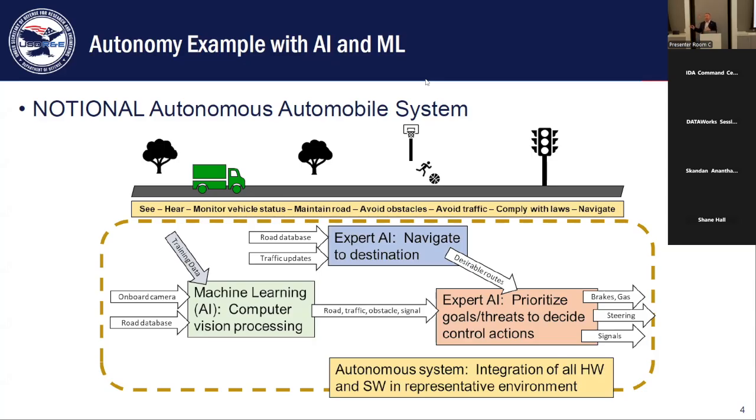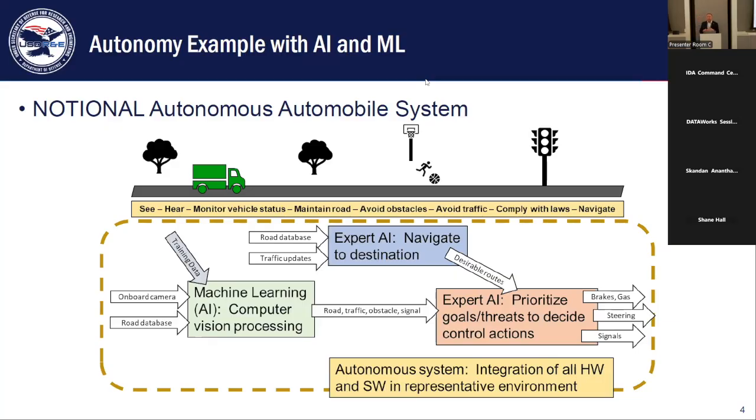And then you might have a third AI that is trying to prioritize between optimizing my route to get there and all the stuff I'm seeing that are obstacles and threats on the way, and decide control actions of, okay, do I need to turn? Do I need to hit the brakes or the gas here or make some kind of turn signal, right, or honk my horn or whatever? So you may have multiple AI components that are integrated together in an integrated autonomous system.